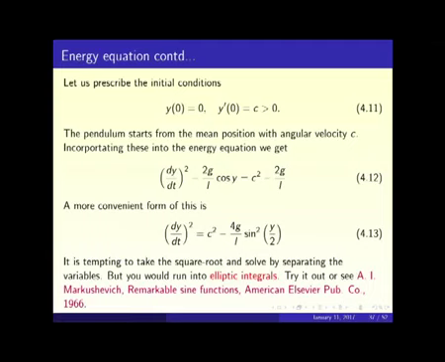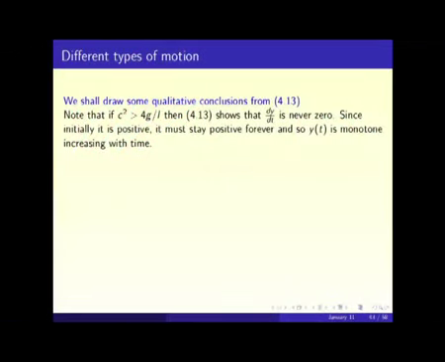The right hand side of 4.13 can never become 0 because if c squared is bigger than 4g by L, since sine is between -1 and 1, the right hand side of 4.13 is obviously never 0. And so, the derivative dy by dt must always keep the same sign. It must always be positive or it must always be negative. And initially, look at 4.11, the derivative was initially positive, so it must be positive forever. So, the derivative is positive always.